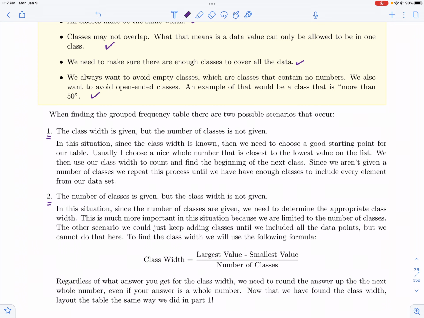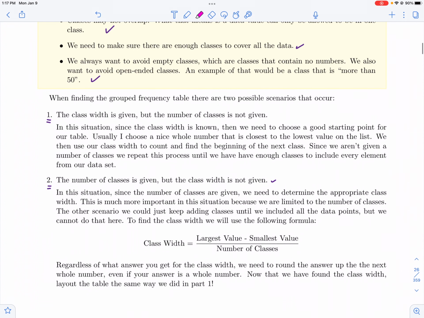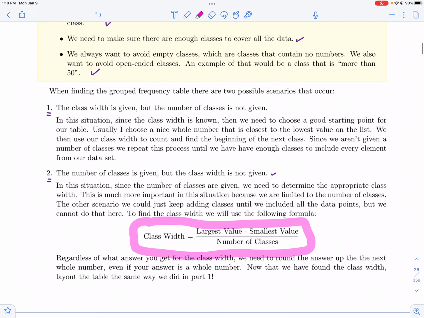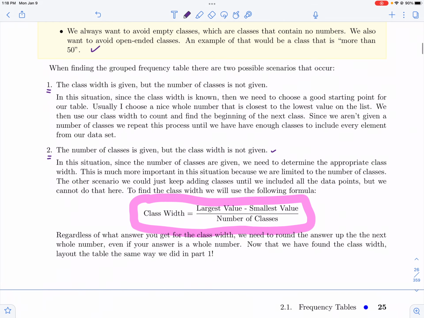The other one is where the number of classes is given, but we need to figure out what the class width is. To calculate our class width, we use this little formula here: we take the largest value on our list, subtract the smallest value, and then divide it by the number of classes. There's no guarantee this is going to be a whole number, but we do want our class width to be a whole number. So we take whatever answer we get and round it up to the next whole number, even if normal rounding rules don't apply.